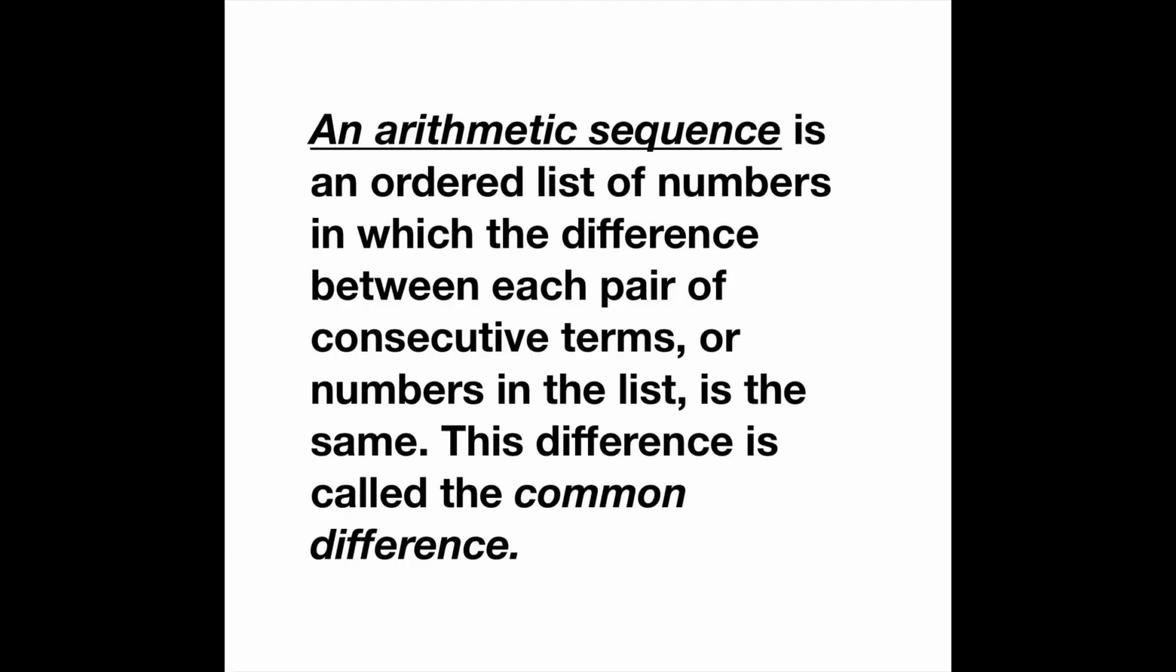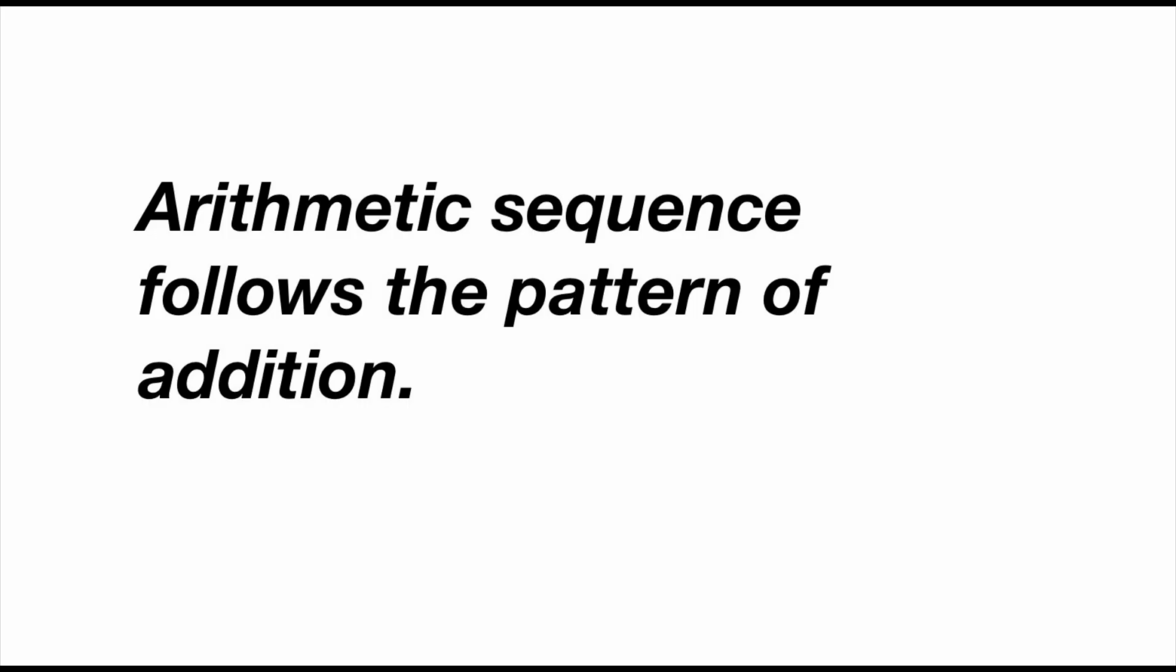So let's first define what an arithmetic sequence is. An arithmetic sequence is an ordered list of numbers in which the difference between each pair of consecutive terms or numbers in the list is the same. The difference is called the common difference, and it follows the pattern of addition.